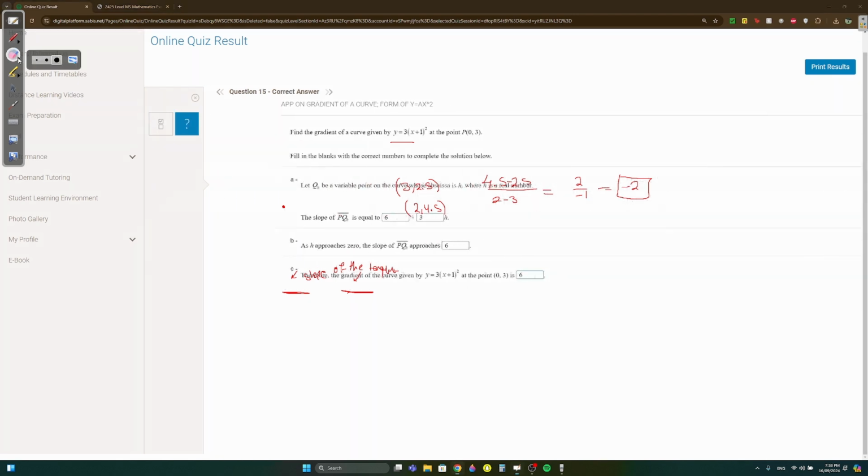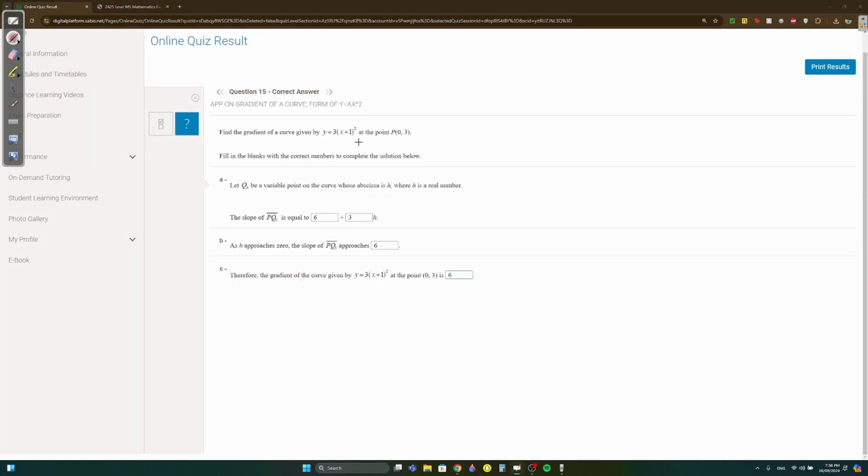Question 15. This is the hard one. Well, not hard, but it needs a bit of thinking. They gave us the gradient of the curve y equals (3x plus 1) squared at the point P (0, 3). You could go ahead and derive and get this gradient, but if you just did that, you would just get the answer to part C. But we want to go through parts A and B. What parts A and B explain is what the derivative is.